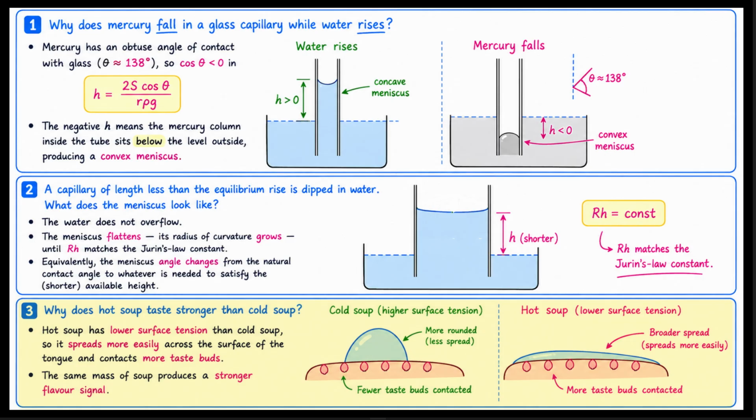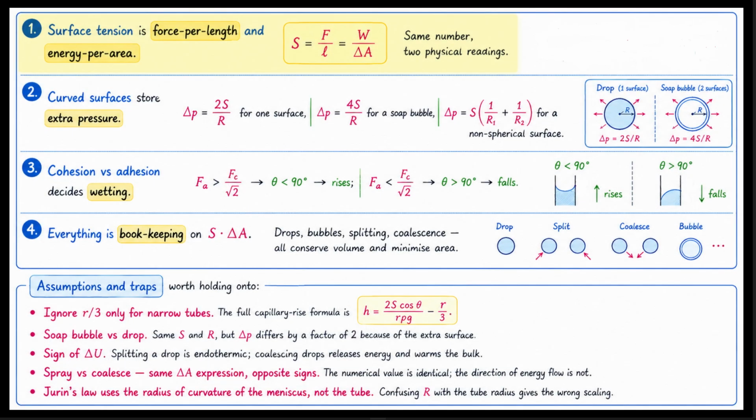Hot soup has lower surface tension, so it spreads more easily across the tongue, contacts more taste buds, and produces a stronger flavor signal from the same amount of soup. Let us step back and gather the four big ideas of this whole series. First, surface tension is force per length and energy per area. S equals F over L equals W over delta A, same number, two physical readings.